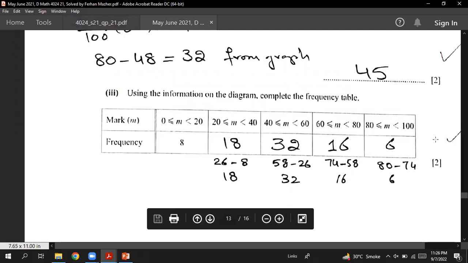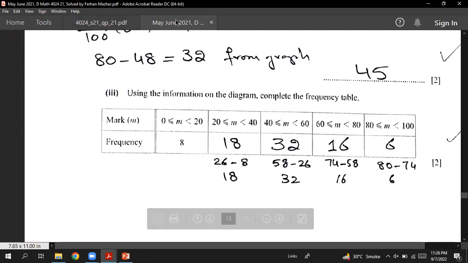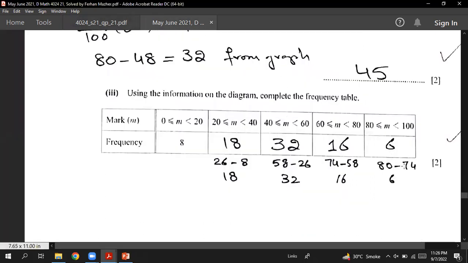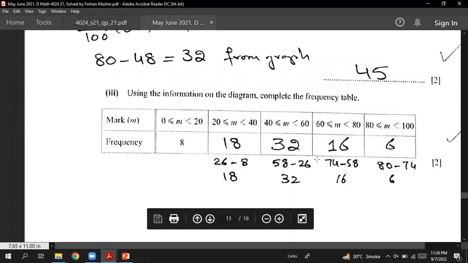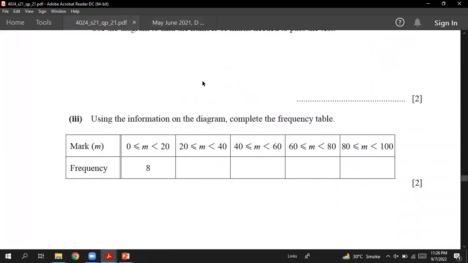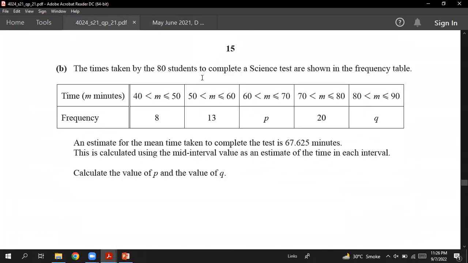So that's the frequency. Check the cumulative frequency at 100 and at 80. So at 100 you will have 80, and at 80 you will have more than 70 something. So it will be 80 minus 74, and you will get 6. So this is how you will find the frequencies. We are done with this.